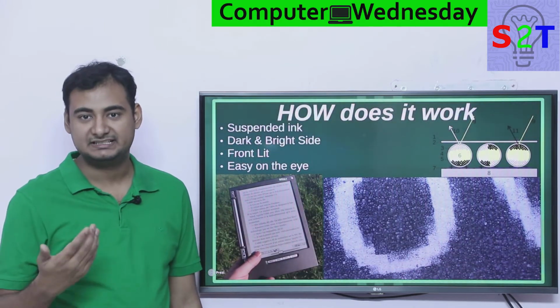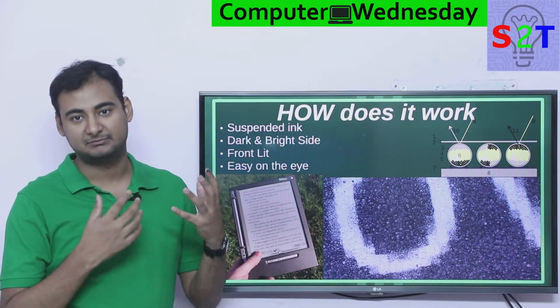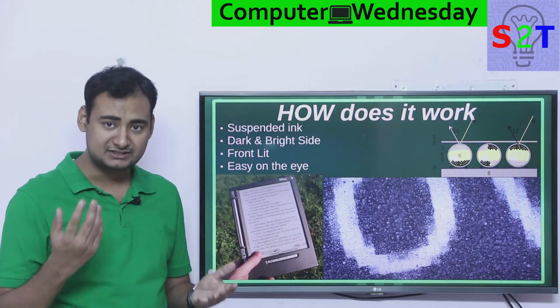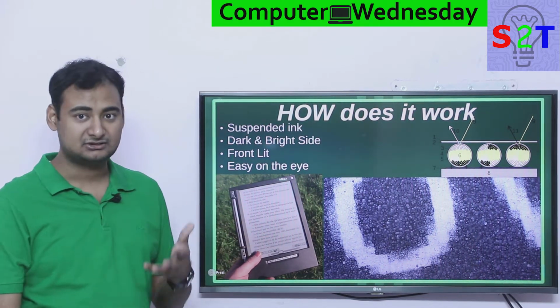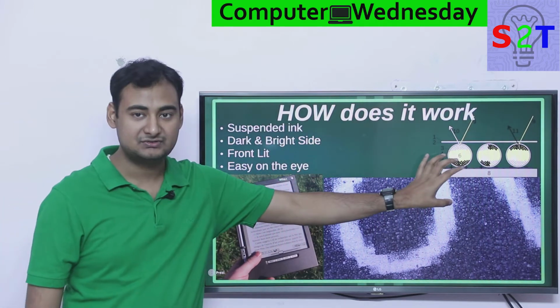Okay, then how does e-ink actually work? E-ink is better for our eyes, but how does it work? It has one consequence, but why is that consequence there? One simple reason. Think of it this way.